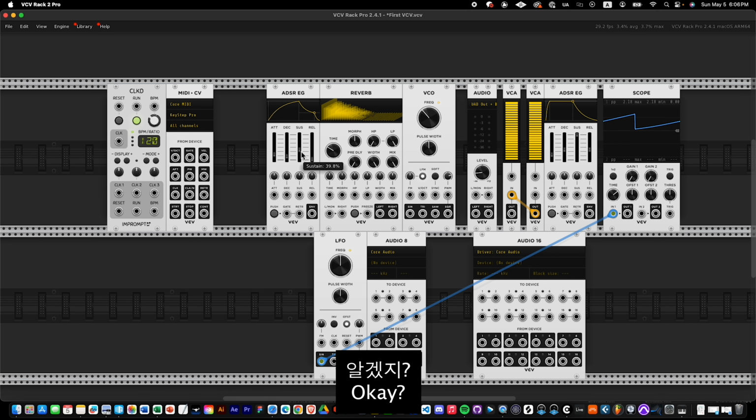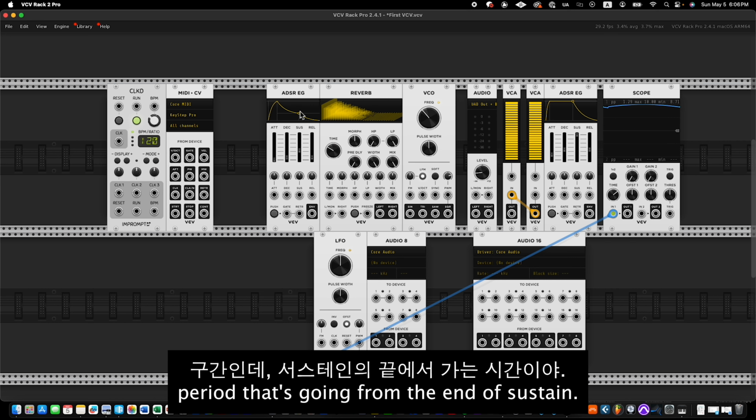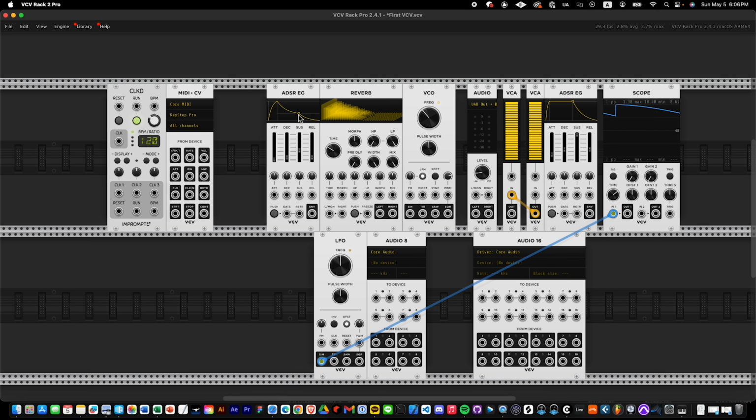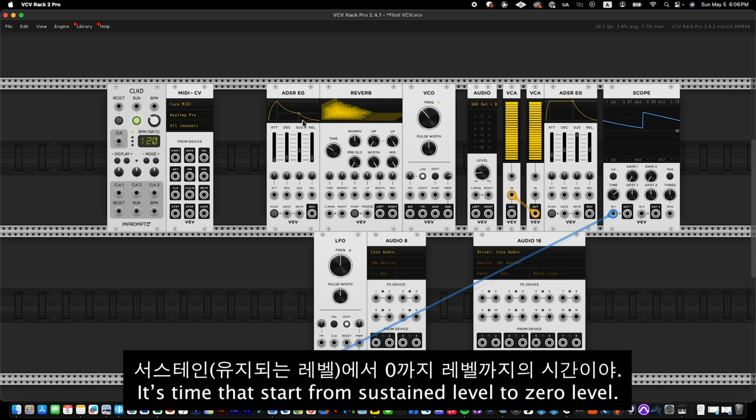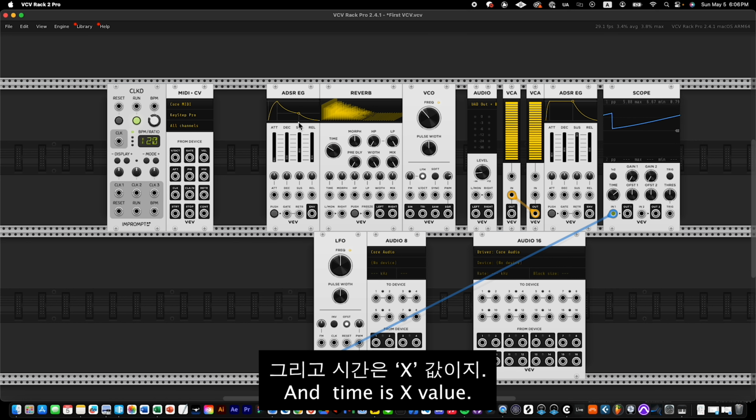Now let's see release. Release is basically the period that goes from the end of the sustain, a time that starts from the sustain level to level 0. What I mean by level is the y value here, and time is the x value.